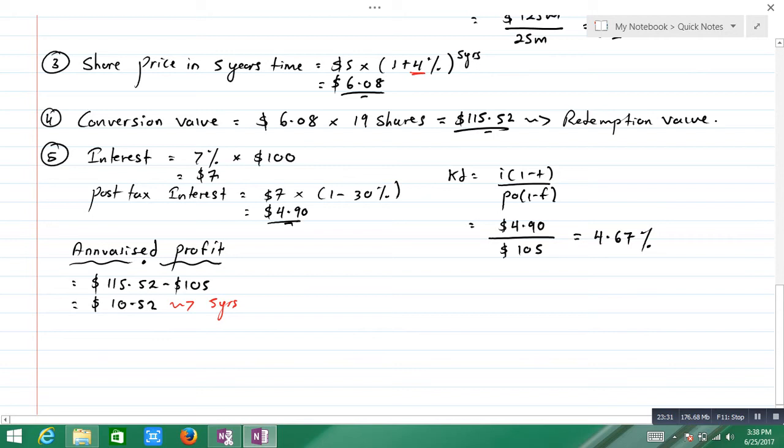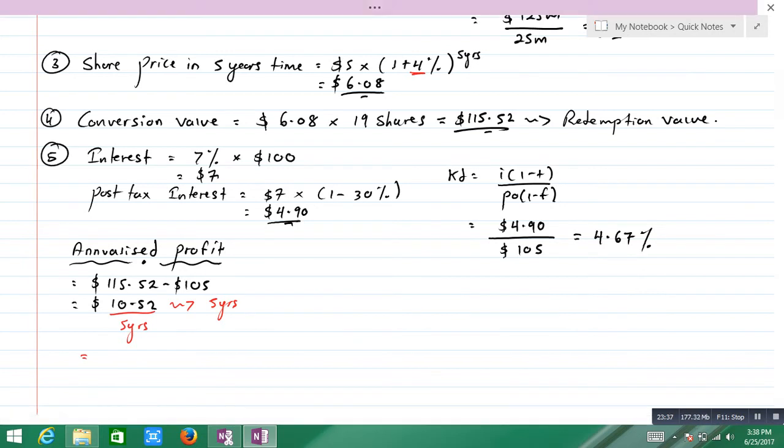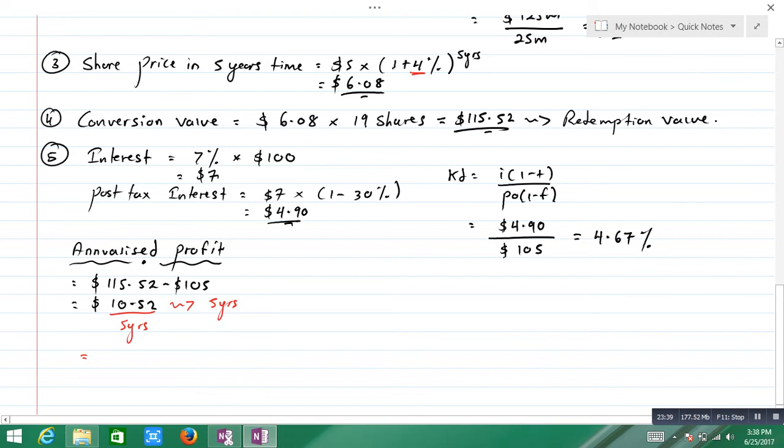That will give you 2.104. Obviously the pounds come in, it's to do with the pounds. Now, divided by 100, the par value, times 100, that will give you 2.104%.